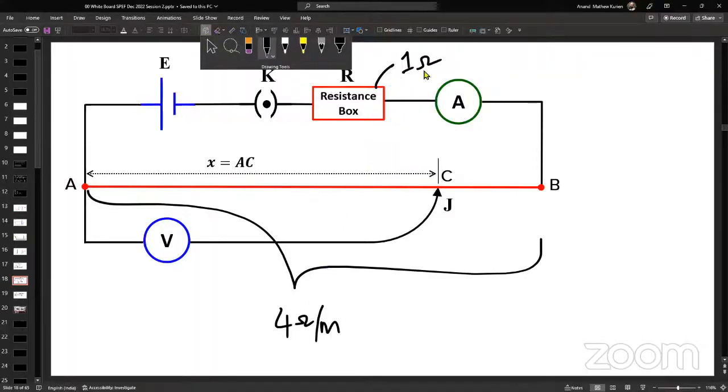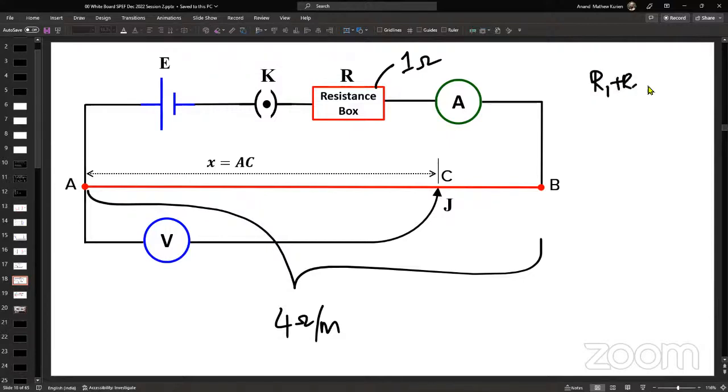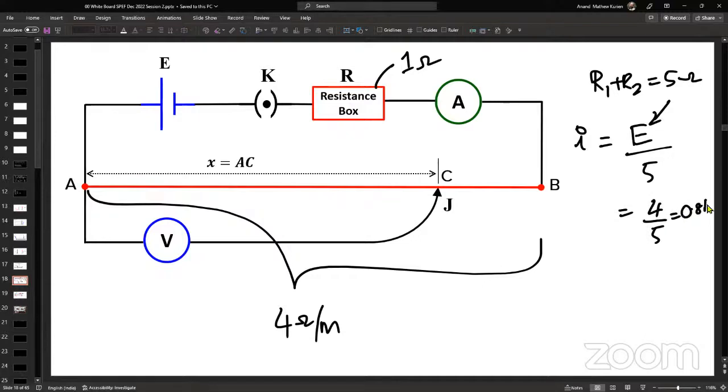So this is 4 ohm, this is 1 ohm. The total resistance, R1 plus R2, is 5 ohm. When you find the current, I will be equal to E divided by 5. Why don't you give 4 volt here? So you get 4 divided by 5, which is 0.8 ampere. Let this 0.8 ampere current pass through this.